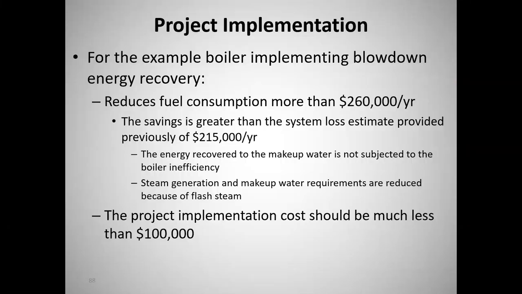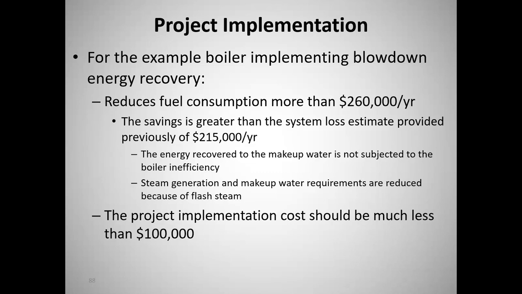Okay, so the question is why do we get more savings out of the software than we did in the hand calculations? There's a couple of reasons. We can see down here, the energy recovered to the makeup water is not subjected to the boiler inefficiency. When we did our hand calculation, we could have taken that and divided by the boiler efficiency, or an estimate of it, which would have made the savings larger. But we did not take the boiler inefficiency into account.